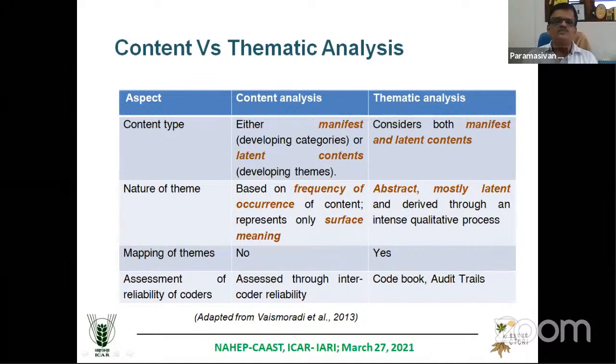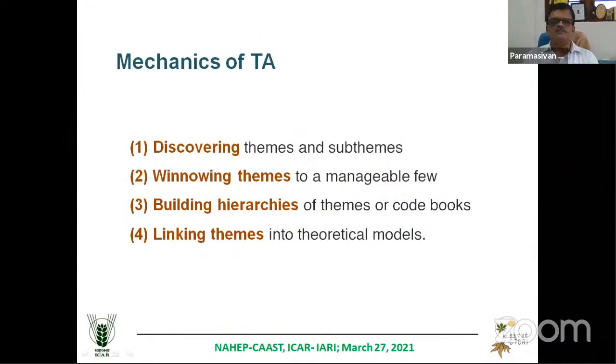And on the reliability of coders, you have to create a code book, and audit trails will be there. Whatever you are doing in thematic analysis, you have to keep a record. So the mechanics of thematic analysis: what are the broad steps in doing it? You are discovering themes and sub-themes. After identifying the themes, you are winnowing them, screening the themes and sending the unnecessary themes out, retaining only the themes which are required for you.